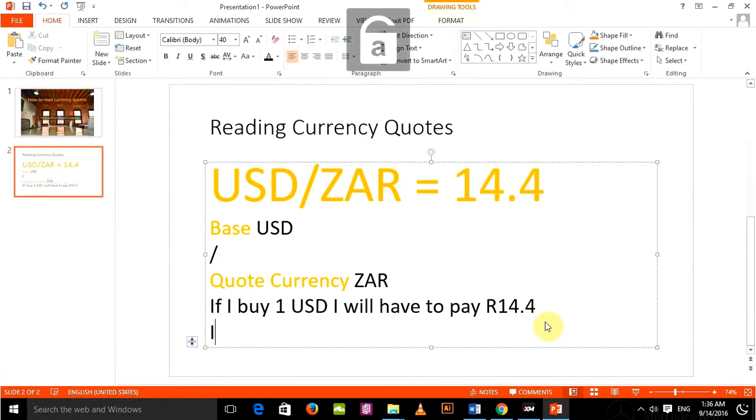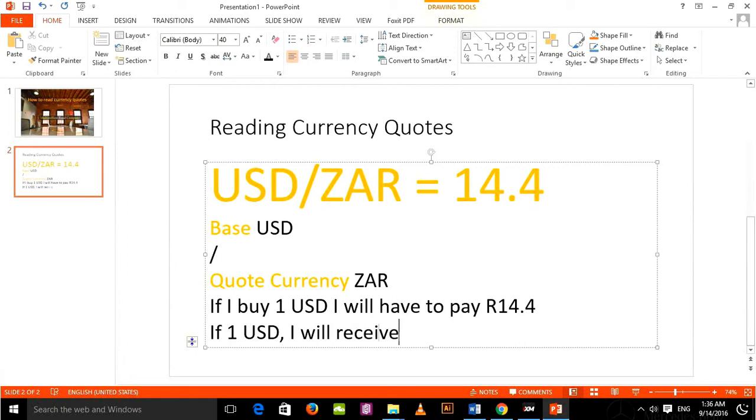If I'm selling $1 US, I will receive 14 rands 40 cents. So whether you're buying or you're selling, essentially reading the quote currency says, what do I get for either selling or buying one base currency in terms of the quote currency?